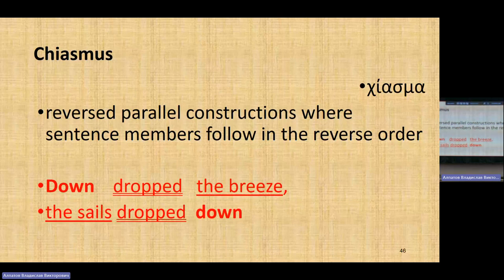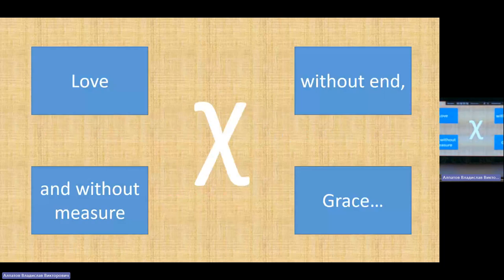Comes from the Greek word chiasma. So structuring something in the shape of a cross, in the shape of the Greek letter chi. Reversed parallel constructions, where sentence members follow in the reverse order. So, for example, here we have down dropped the breeze, the sails dropped down. We have this adverbial modifier or this postpositional particle to the verb, dropped the predicate and the breeze the subject. And then vice versa, the subject, the predicate, and this down. This is a famous example from Milton.